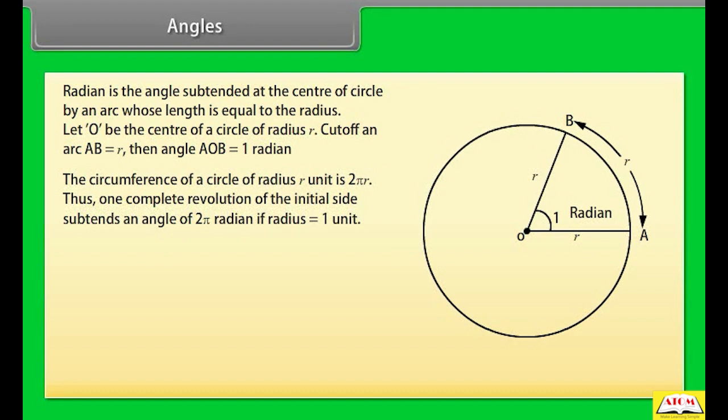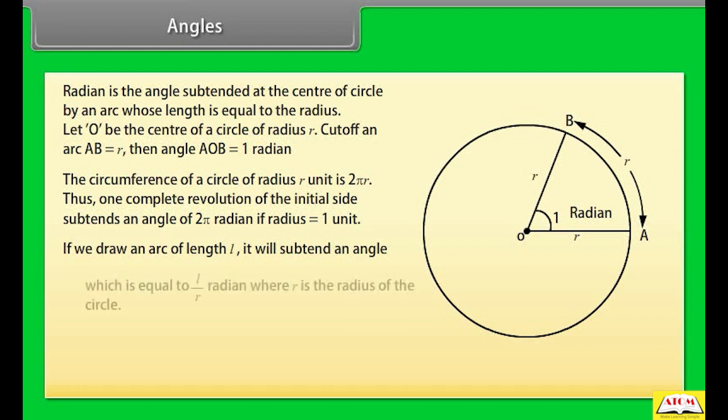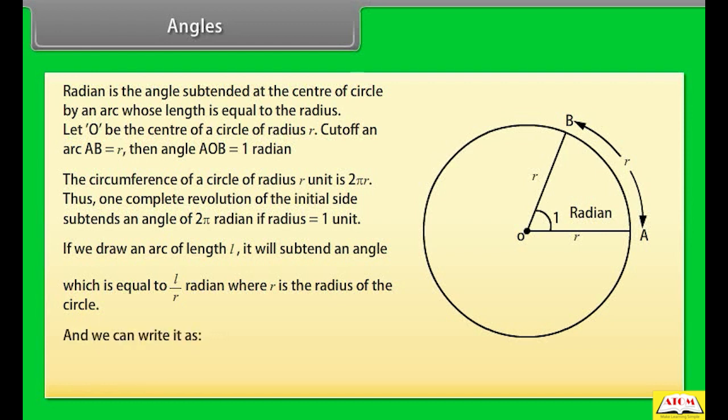The circumference of a circle of radius r unit is 2 pi r. Thus, one complete revolution of the initial side subtends an angle of 2 pi radian if radius is equal to 1 unit. If we draw an arc of length L, it will subtend an angle equal to L by r radian, where r is the radius of the circle. And we can write it as L is equal to r theta.